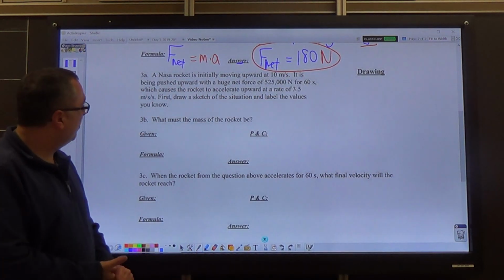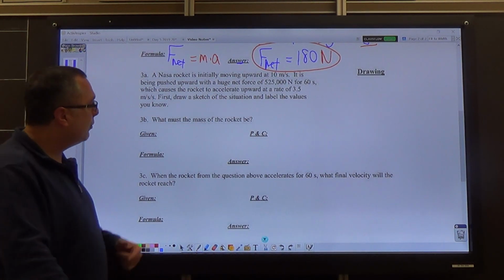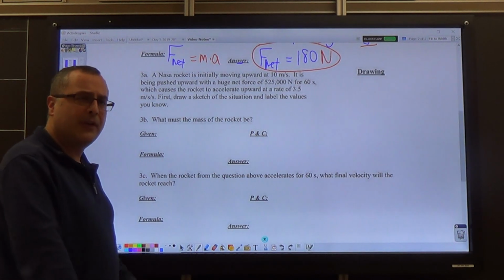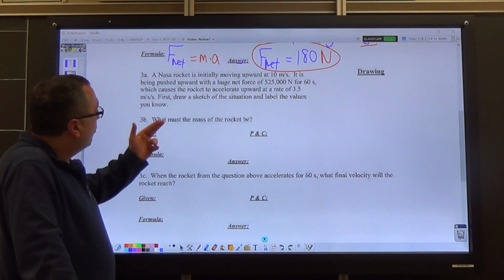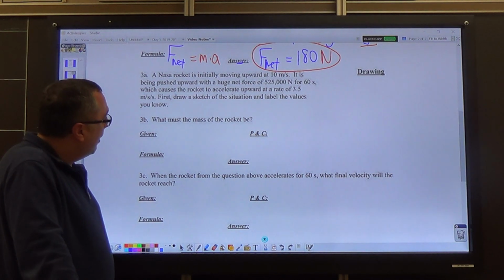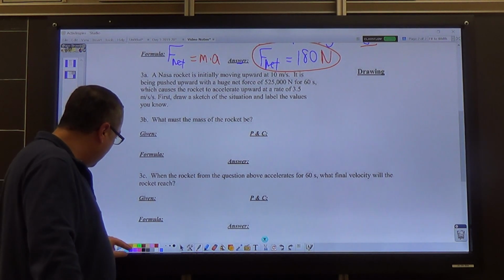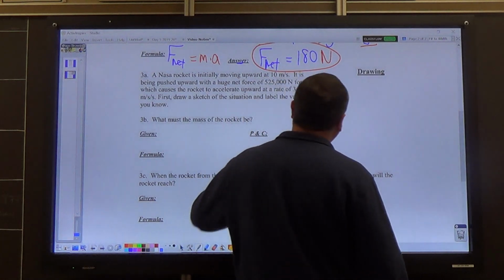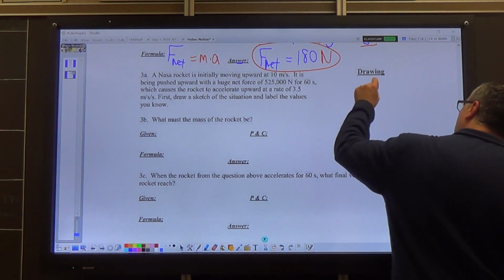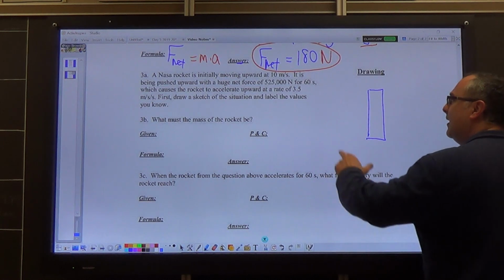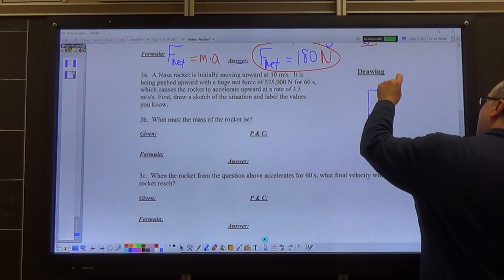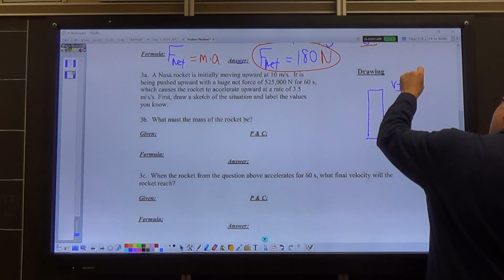And so this last one is probably the most complex. We try to build your skills up to make sure that you're working your way to the level you need to be at. So this is talking about a rocket that's initially moving upward at 10 meters per second. So if I make that drawing, something simple. And the initial velocity is initially moving up at 10 meters per second, so we'd say the starting speed is 10 meters per second.